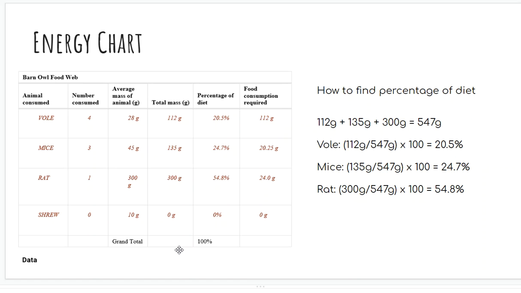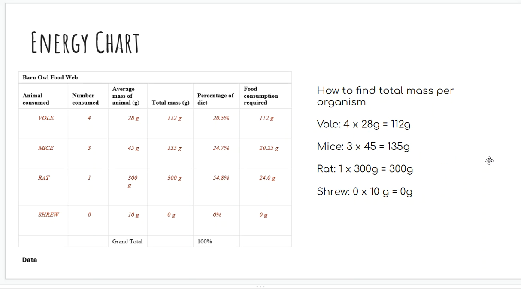So feel free to take some notes from this video and keep this PowerPoint open on maybe another tab, because again, how I found the numbers is going to be on the right hand side of the chart.